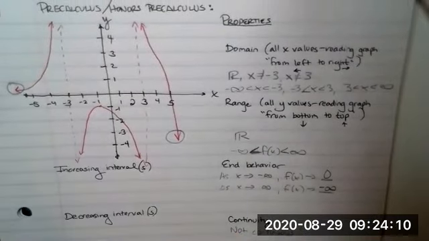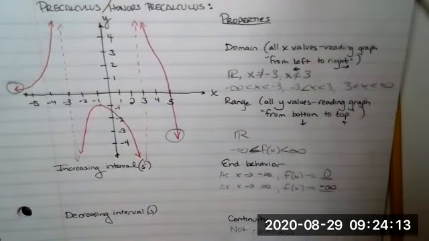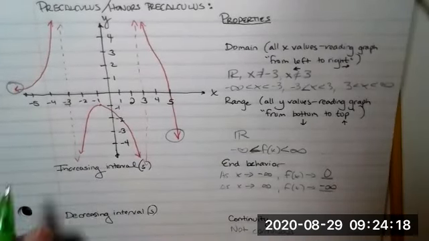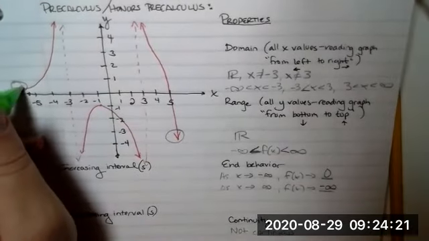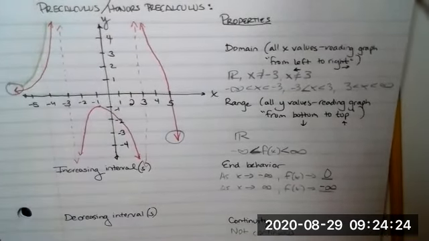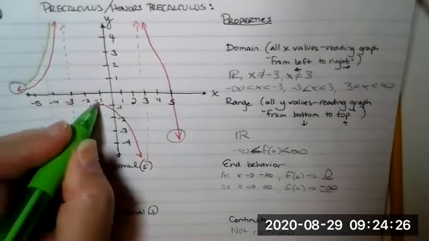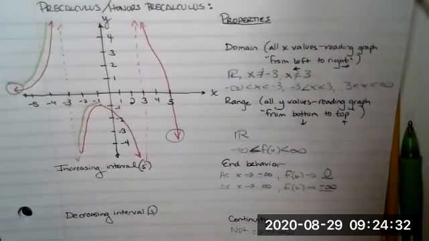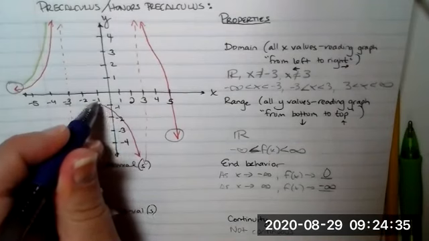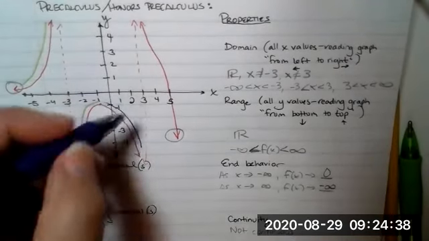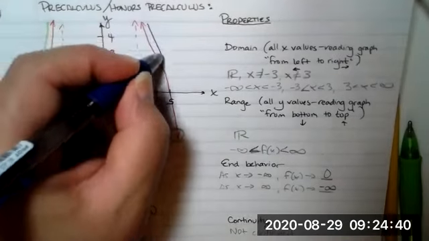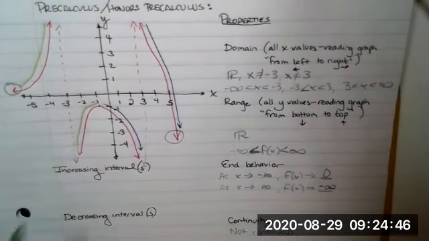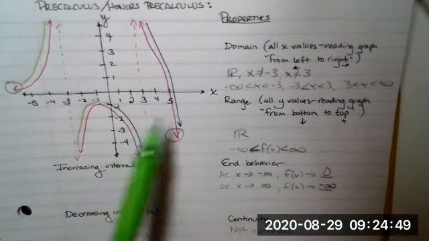All right, so increasing and decreasing intervals. Here we will take a look at where the graph is increasing. As you read it from left to right, this interval is increasing. This interval is increasing. By contrast, if you look over here on the other side, here we're now decreasing, we're going down, and here we're decreasing, we're going down. So it looks as though there are 2 increasing intervals and 2 decreasing intervals.